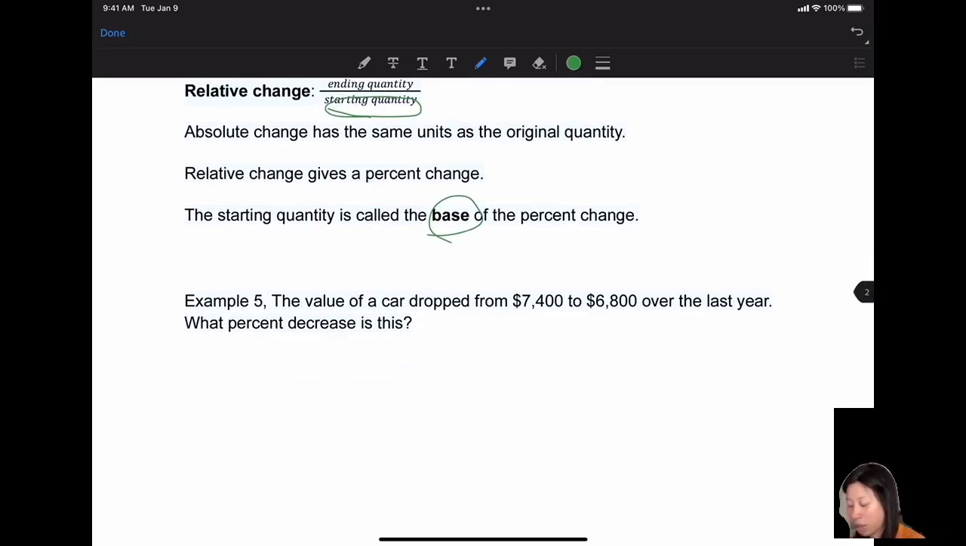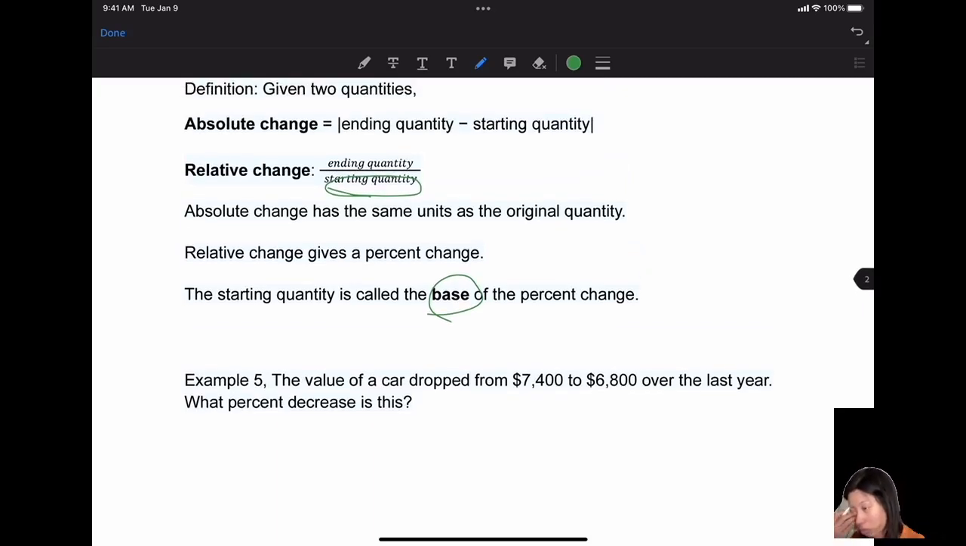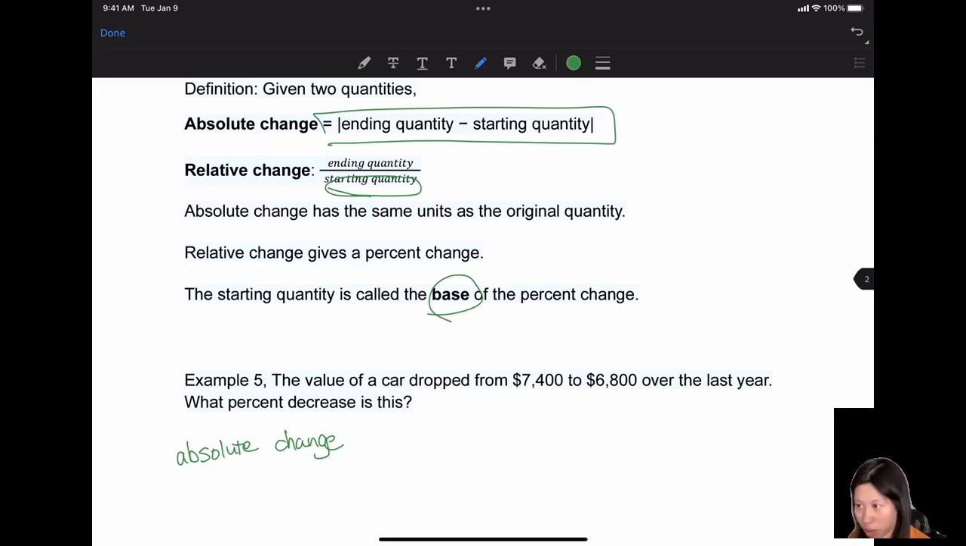So now take a look. The value of the car drops from 7,400 to 6,800 over the last year. What is the percentage decrease? So how do we do this one? Let's find out what the absolute change is. The absolute change would be the ending quantity subtract the starting quantity, absolute value.